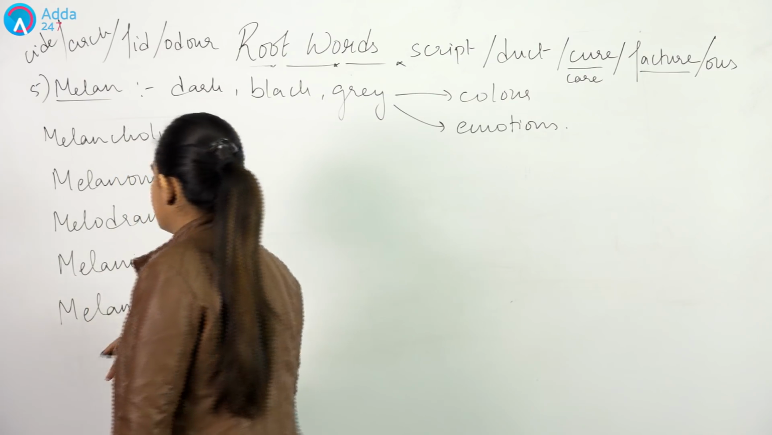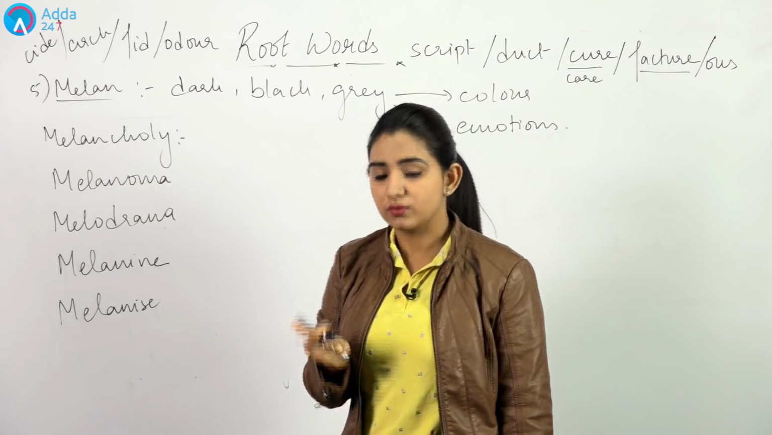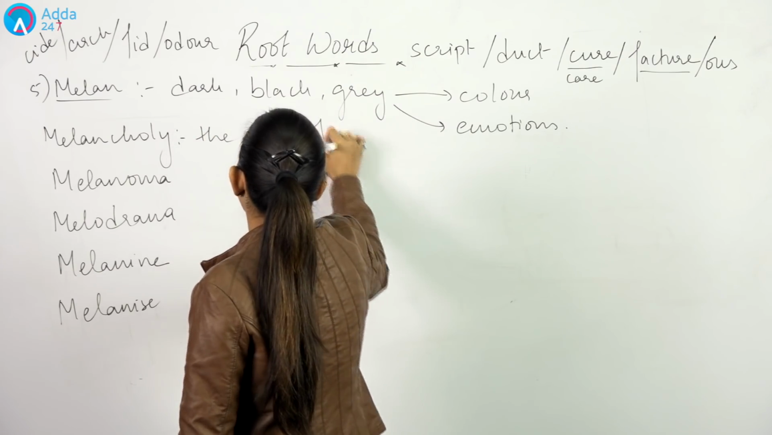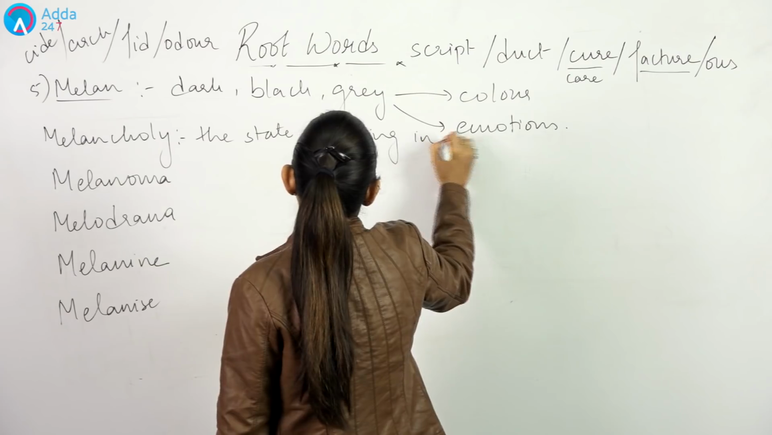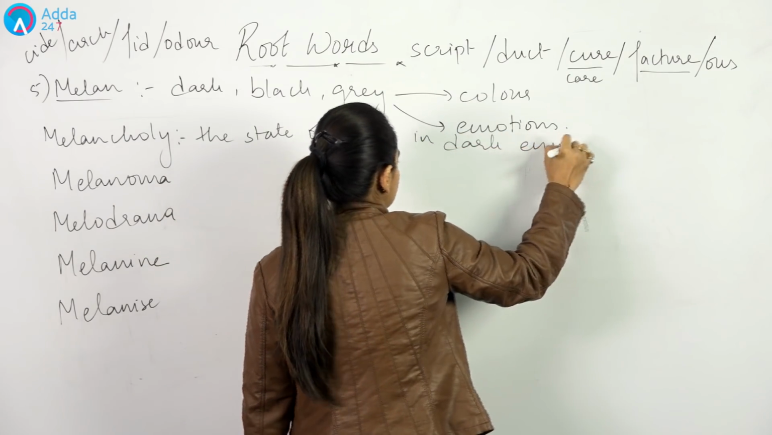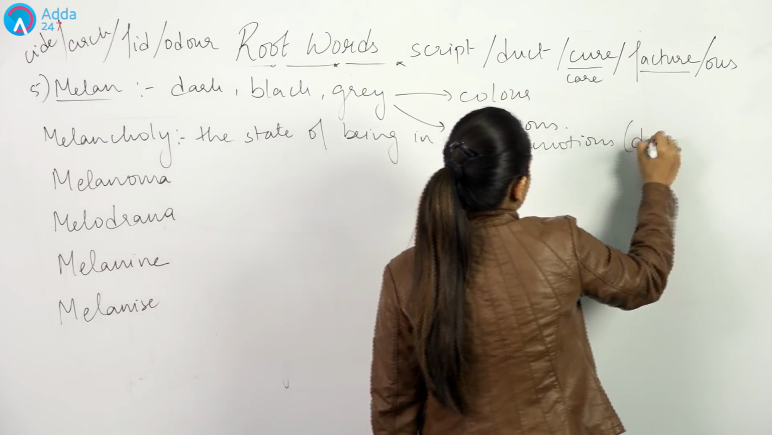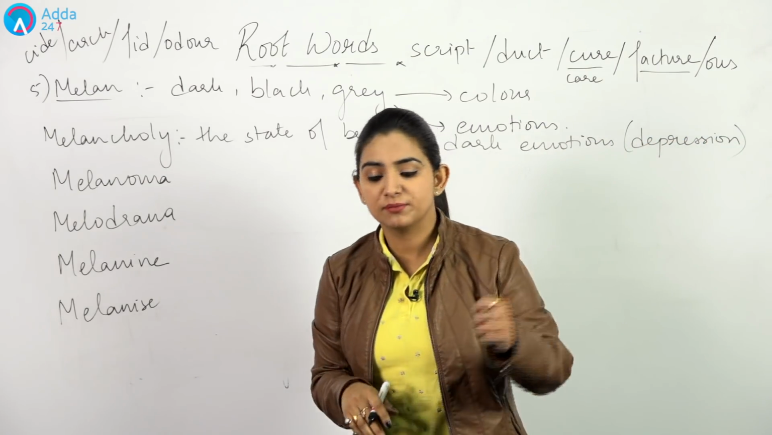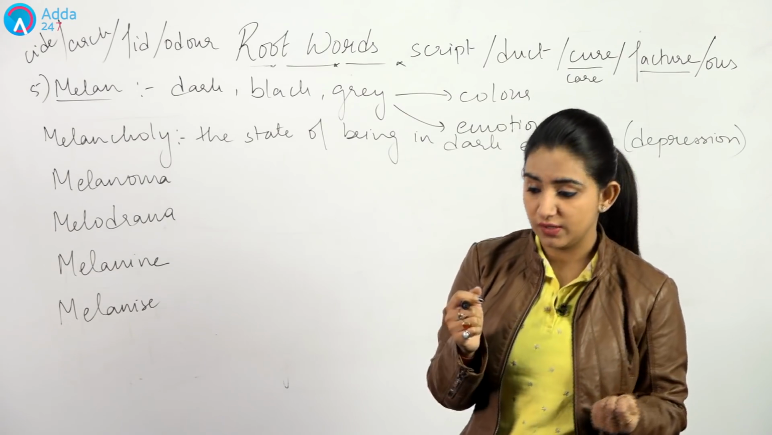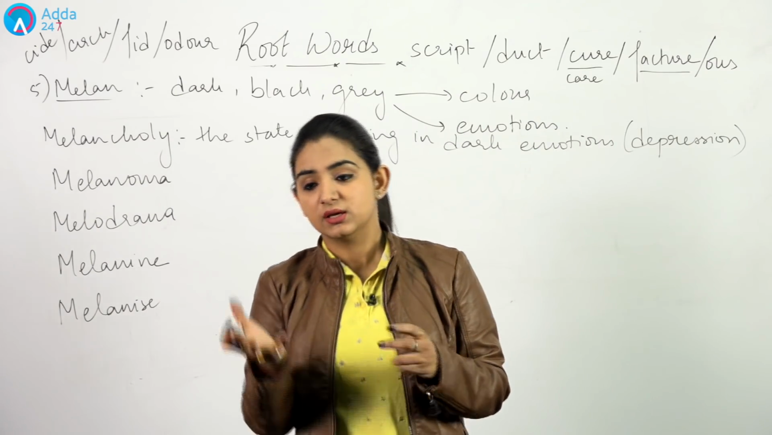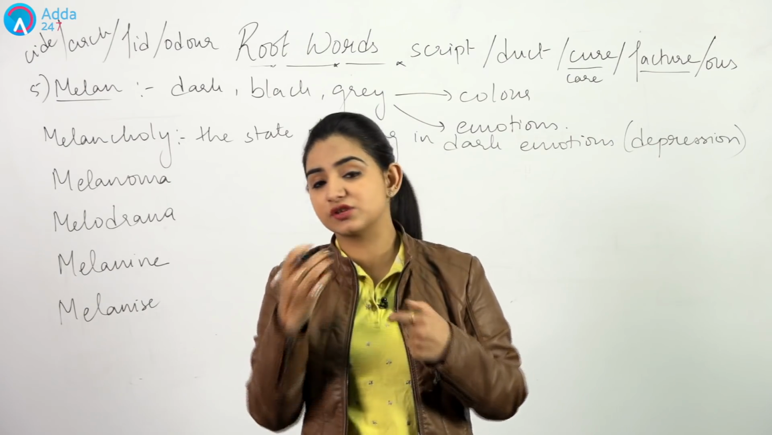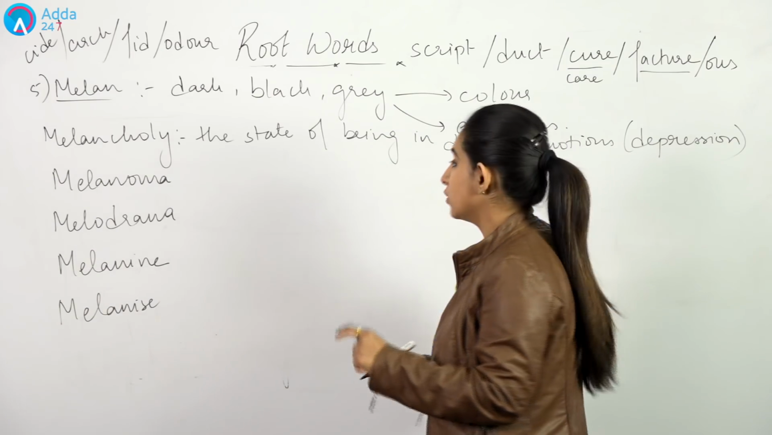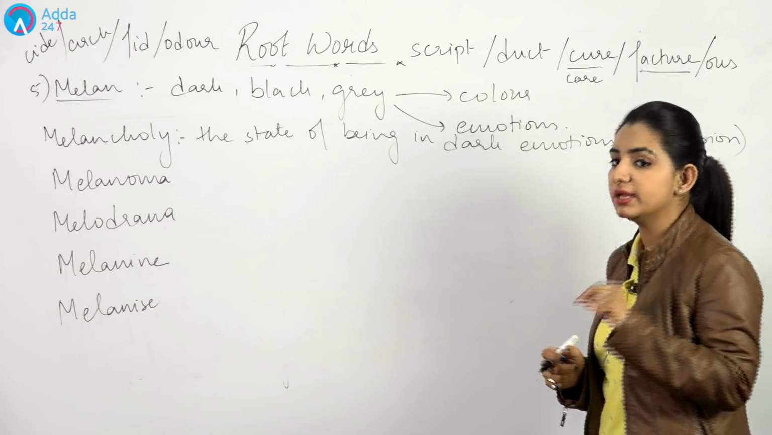Now, when I say melancholy or melancholia, both of them are same, and this means the state of being in dark emotions. In short, you can call it in easy words a depression. That means if somebody is not ready to listen to someone, or if somebody does not react to anything, or if they react in an extreme manner, in an extreme way, that is what we mean by melancholy, the state of being in dark emotions, in depression.